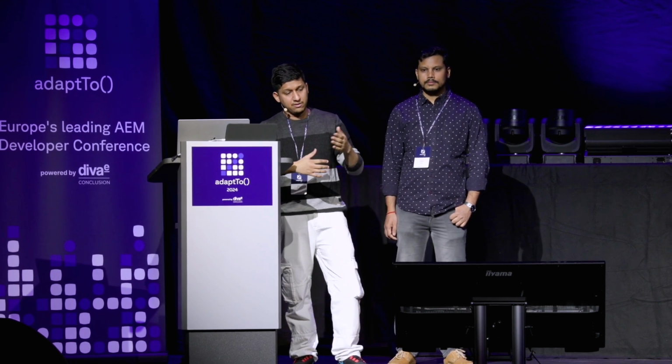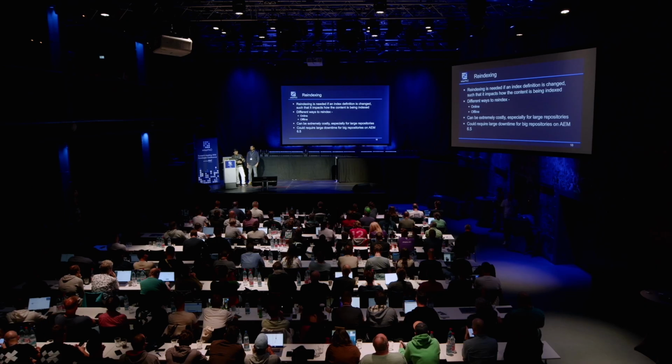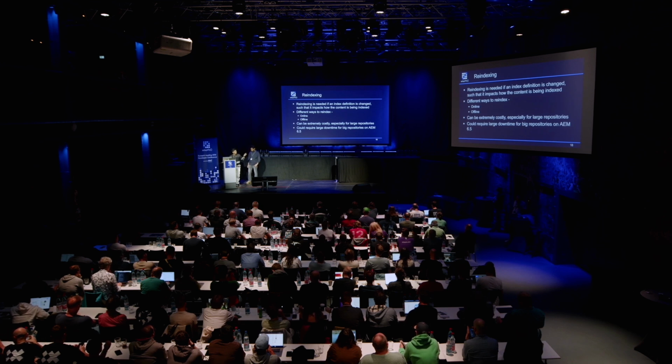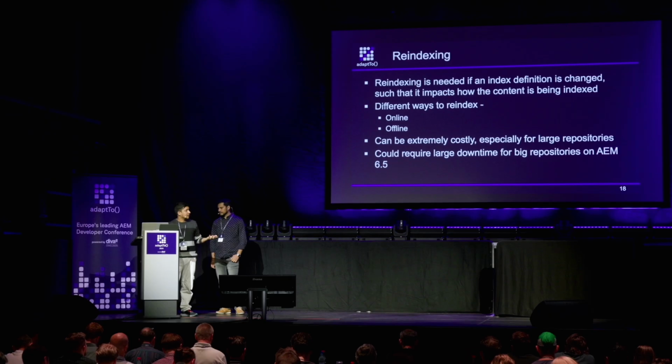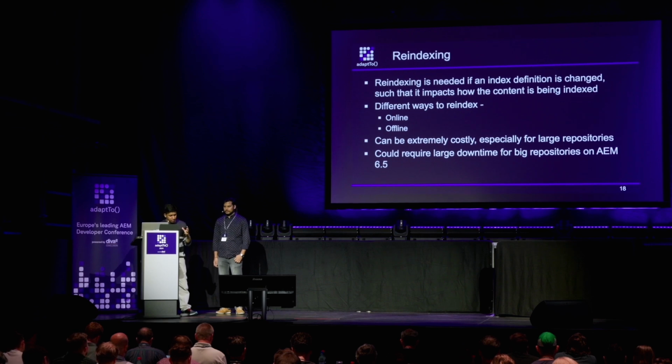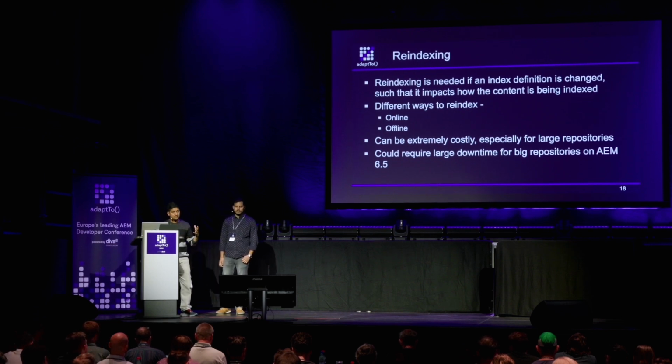The other alternative is the offline reindexing. Now, there are a couple of ways we could trigger offline reindexing depending upon what flavor of AEM we are using. On 6.5, it runs via the Oak Run utility, and on AEM as a cloud service, it runs via the deployment pipeline. But either way, what is common in both is that it is a costly operation. For 6.5, it could require a downtime, and for AEM as a cloud service, it could require very large long running deployment pipeline.